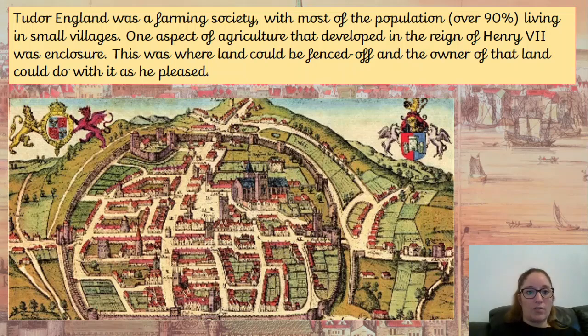One aspect of agriculture that developed in the reign of Henry VII was enclosure. That's where land could be fenced off and the owner of that land could do with it as he pleased. Now you can see here, it's a village and it's got lots of land around. Although there are houses being built, much land still exists around it.